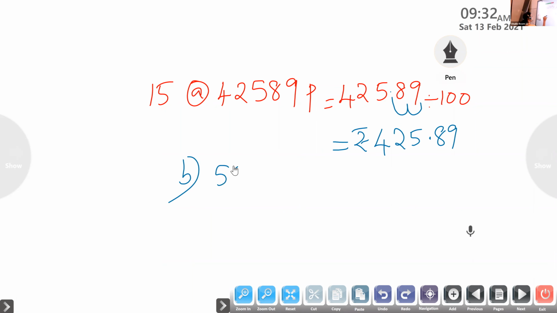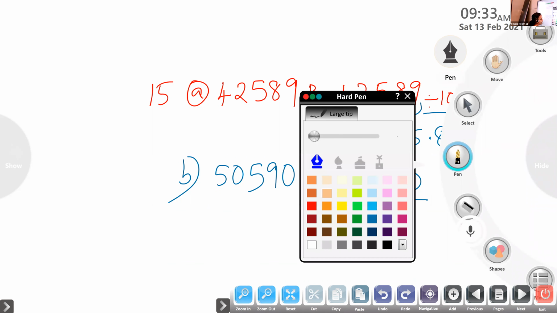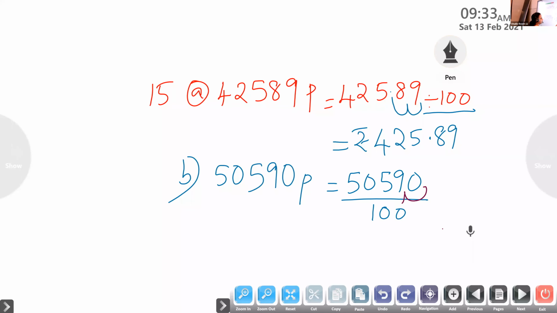So again, all these same questions, children, you have to do. 50590 paise. Tell me the answer. 50590. This divide by 100. Now I am writing 1 divide by 100. So how many 0? How many places we have to move? 2. So what's the answer? 1, 2. Put the decimal point. So the answer is, tell me. 505.90.